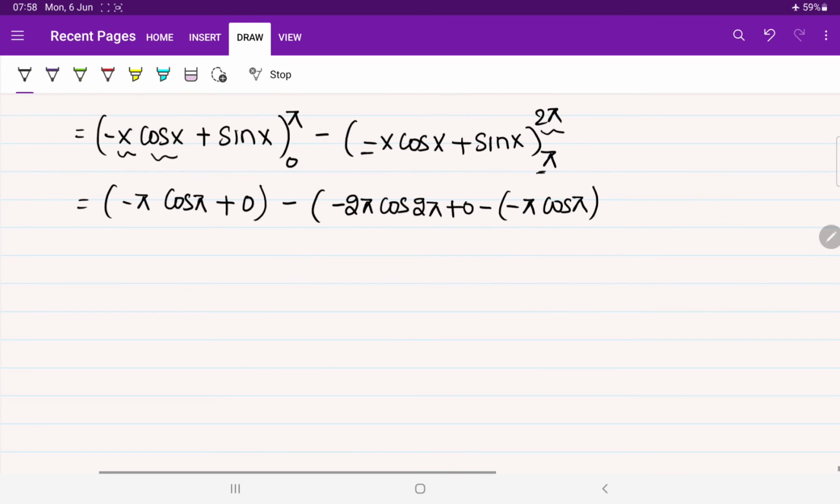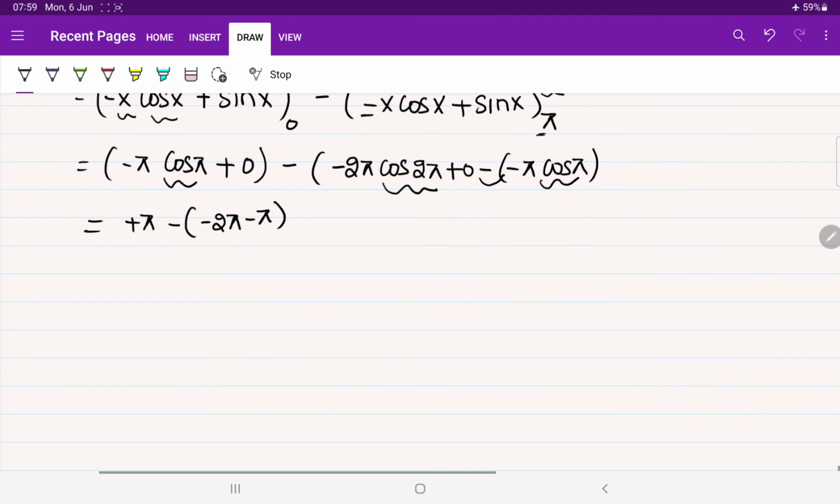Okay sir, let us proceed further. From here I can say cos pi will give you minus 1. So minus into minus will give you plus pi, minus of cos 2 pi, whose value is equal to 1. So it will become minus 2 pi into 1. Then here minus into minus will give you plus, but cos pi once again is equal to minus 1. So overall it will become minus pi only. Finally, what will we obtain? It will become pi. See there, minus 2 pi and minus pi will give you minus 3 pi. Minus 3 pi into minus will give you plus 3 pi. Overall, this value is going to be equal to 4 pi.